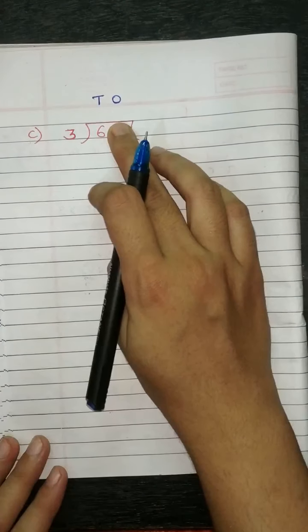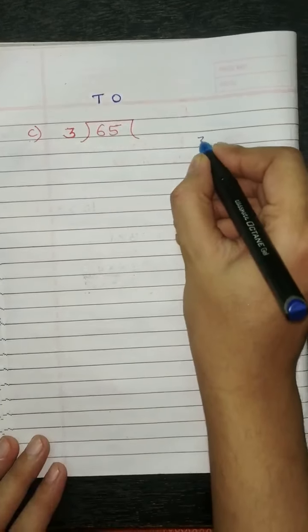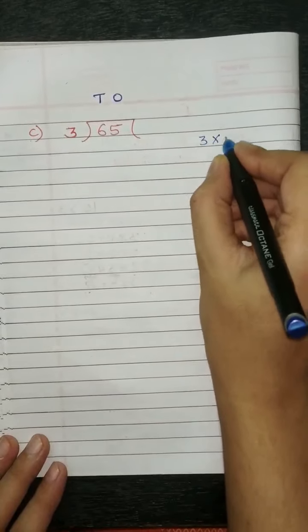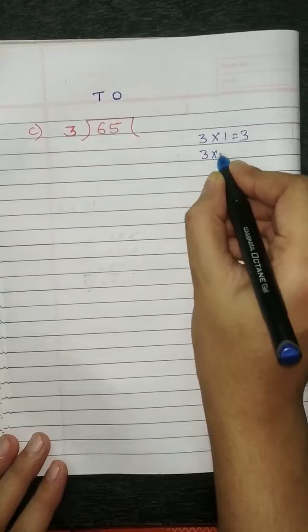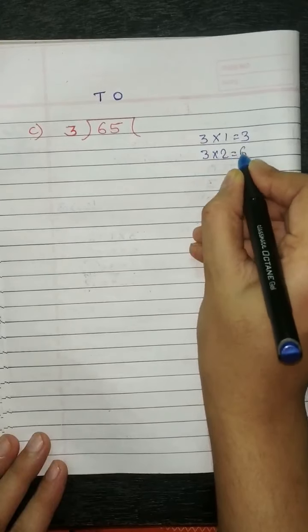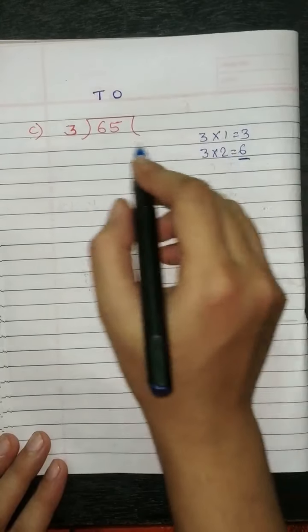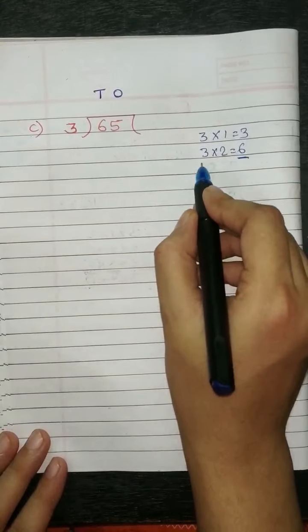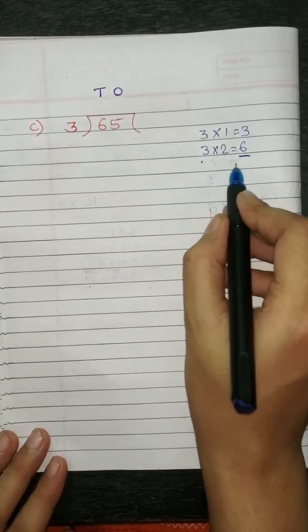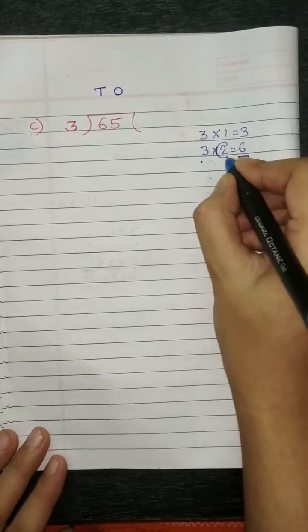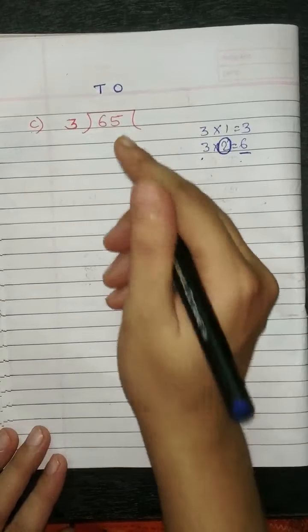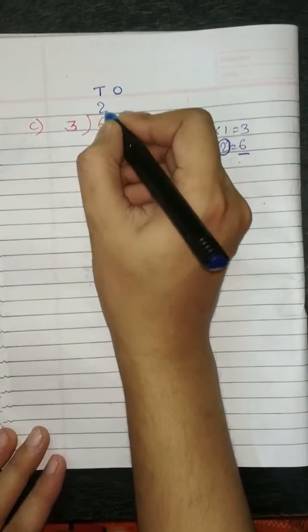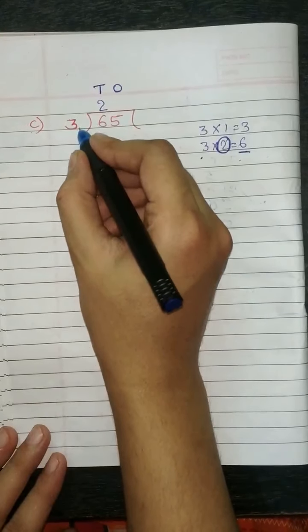Let's read out the table of the divisor. 3 1's are 3. 3 2's are 6. So we are getting 6 in the table of the divisor. We are getting 6 in the table of 3, the divisor's table. How many times are we getting it? We are getting 2 times. So we'll write 2 in 10's place and we'll multiply the divisor with this 2.